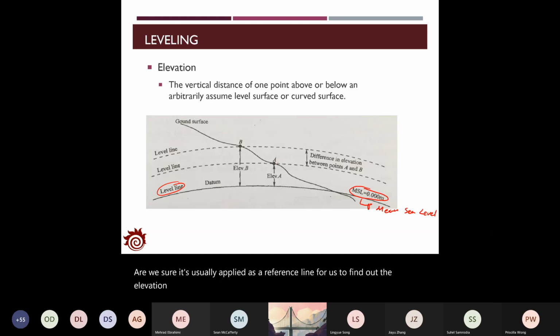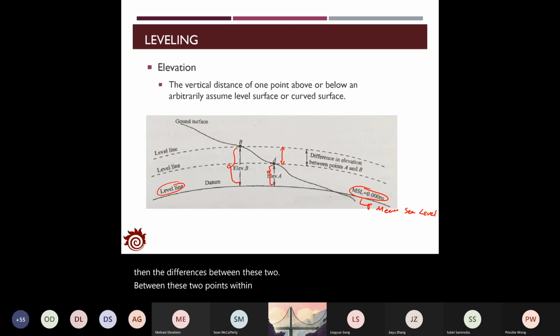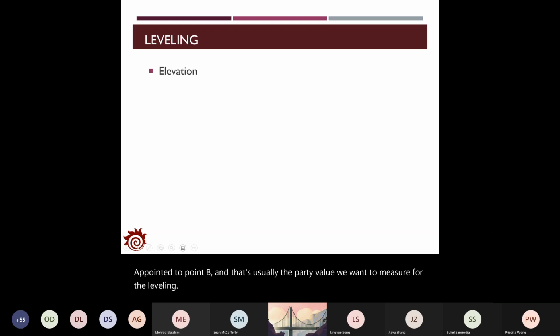which is usually applied as a reference line for us to find out the elevation. And the vertical distance between point A and the mean sea level would be the elevation of A, and similarly we can find out the elevation of point B. And then the vertical distance difference between these 2 points is defined as the vertical distance from point A to point B. And that's usually the value we want to measure for the leveling.